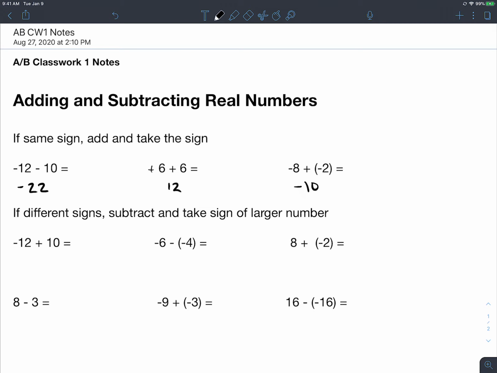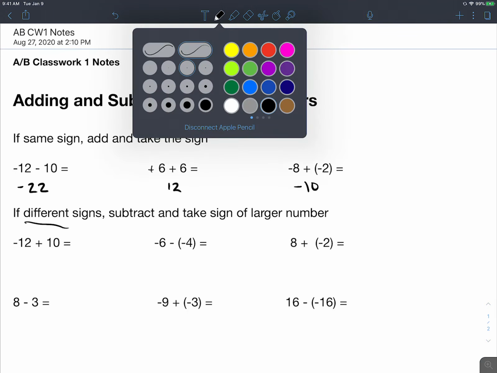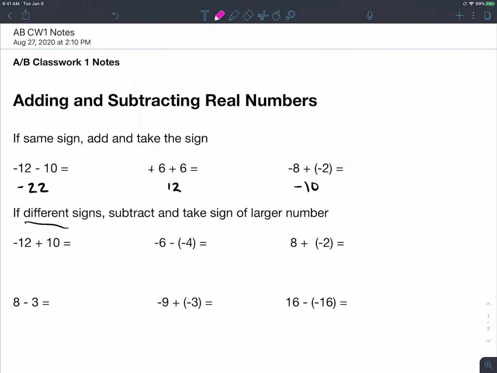And if different signs, subtract and take the sign of the larger number. Okay, so a way to think about this is like, which one wins? Is it the negative or the positive? Another way to think about it is money or debt, if you're familiar with debt. So it's kind of the same exact principle as owing money.